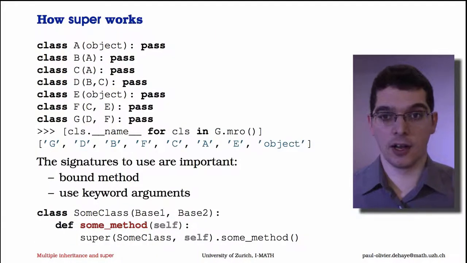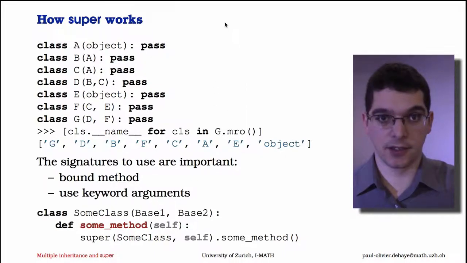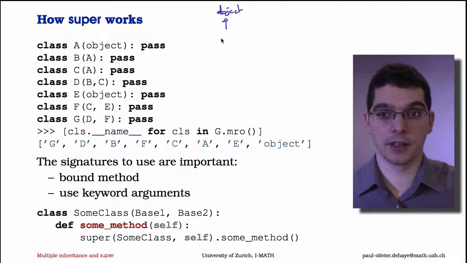So how does super work? Well, as I just said, it will construct it. Okay, so it will linearize the whole inheritance graph. So I have object here, A.